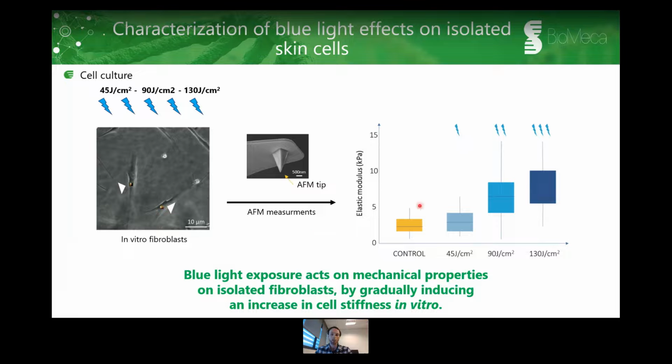And as you can see on this graph, the stiffness of fibroblasts gradually increases with increased irradiation dose of blue light. So blue light exposure acts on mechanical properties of isolated fibroblasts in vitro by gradually inducing an increase in cell stiffness in cultured cells.